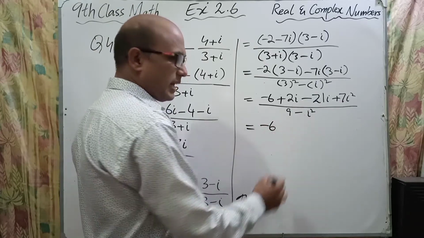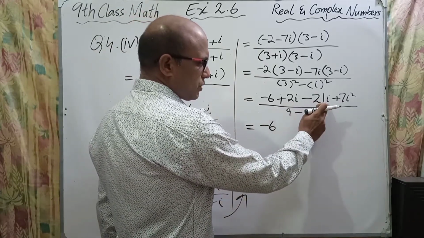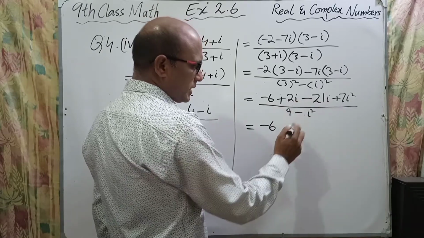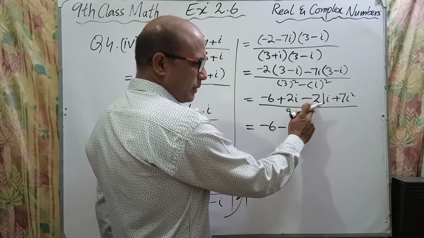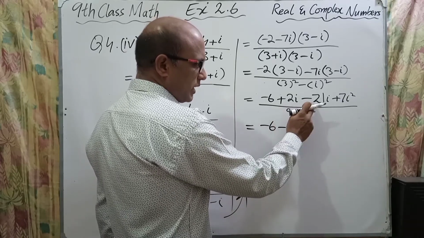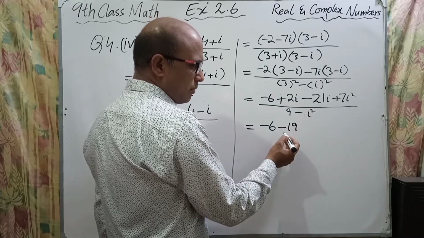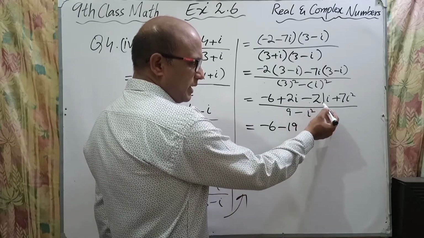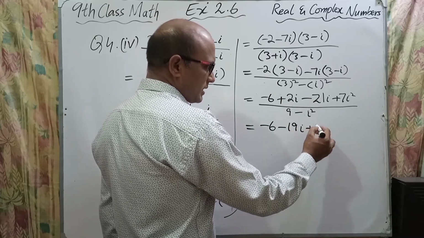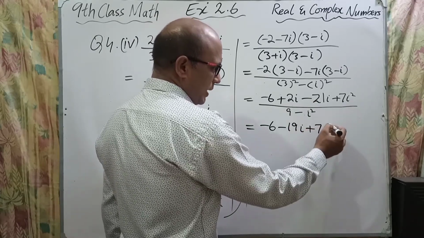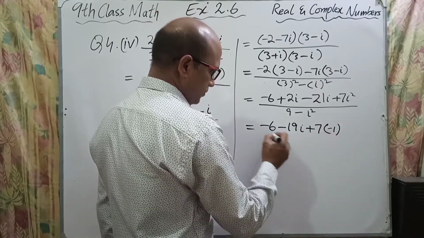Minus 6 is written as it is, and this is iota and this is also iota. These two will be subtracted, we will get minus 19. Subtracting 2 from 21 we get 19 with sign minus, because the bigger number has minus sign. So minus 19 iota plus 7, and in place of iota square we'll write minus 1.